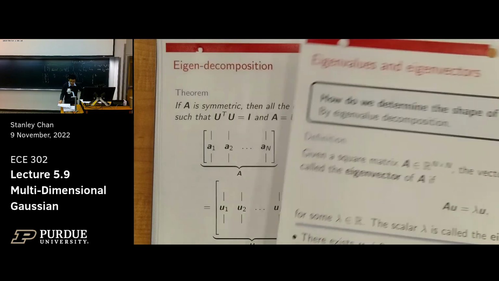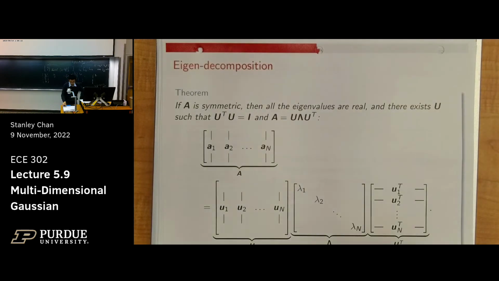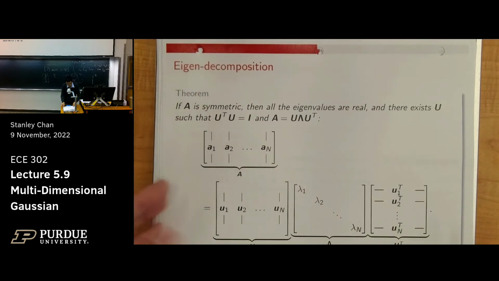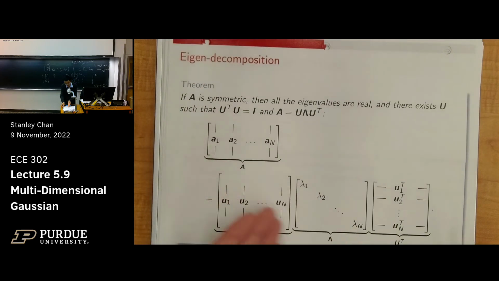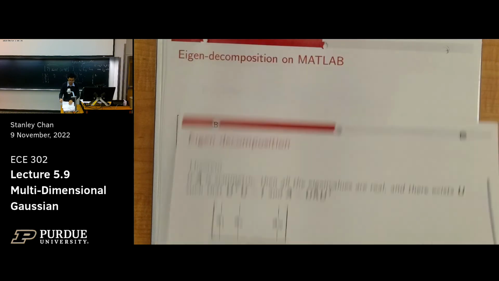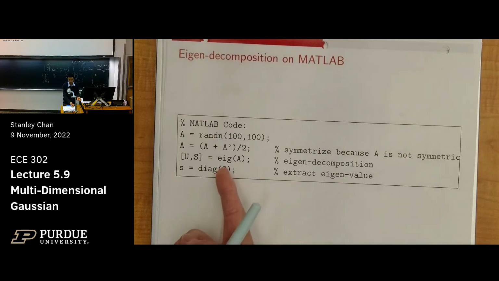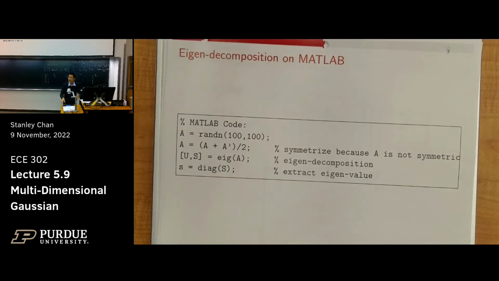All right, so now this is the definition. Anyway, we just need to know that if I have this A matrix or sigma matrix, I can decompose it into this form. You have a column matrix, you have a diagonal matrix, and a row matrix. You can write it in this form. In Python or MATLAB, it's very easy: eig, and then diag to pull the numbers.